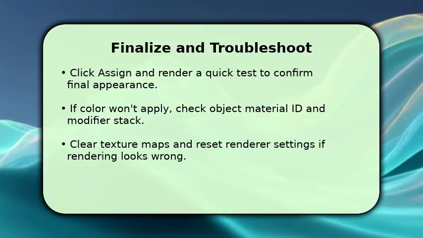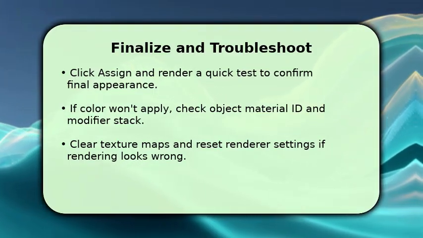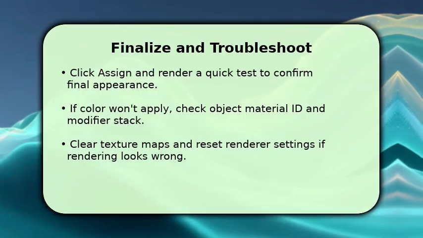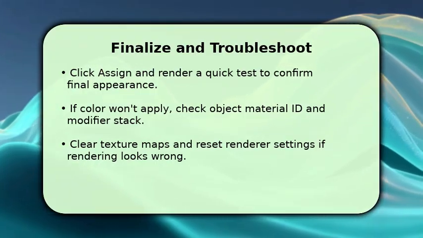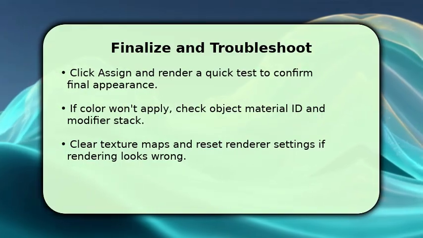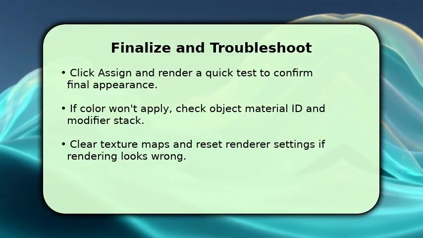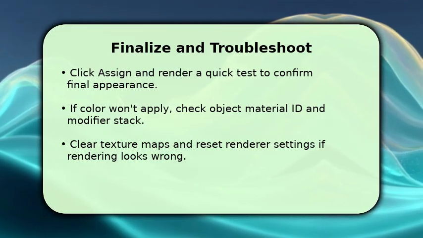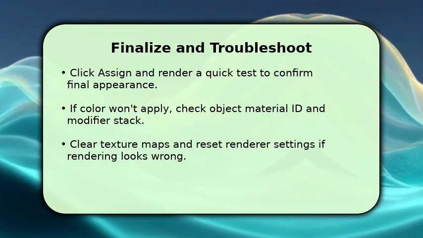If the color doesn't match the editor, inspect the object's material ID and the modifier stack. An override or multi/subobject material may block changes. Once you've verified that no map is overriding the base color, clear any conflicting texture maps and retry.